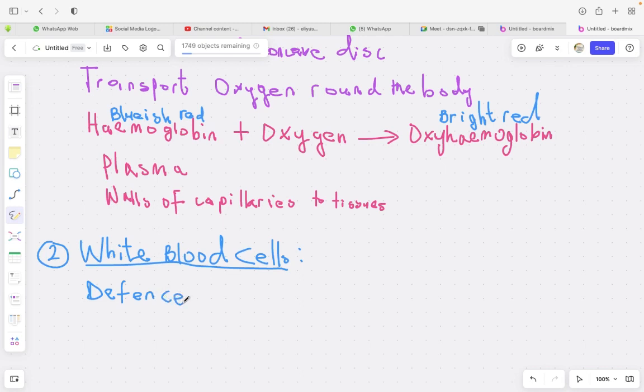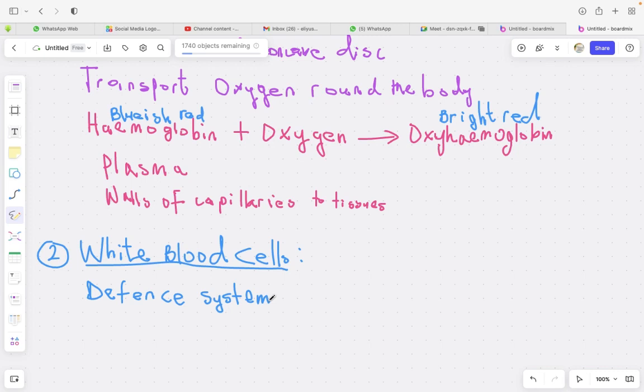They defend you against bacteria, against viruses, against any other invader, or any general terminology called the pathogens. They defend our body against all pathogens, which are disease-causing organisms. So the white blood cells are super important in our defense system.